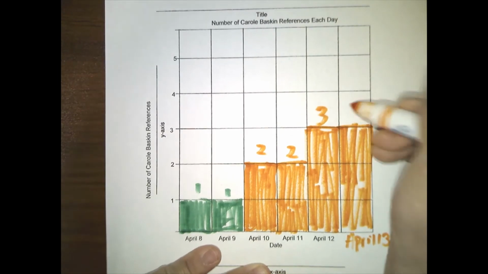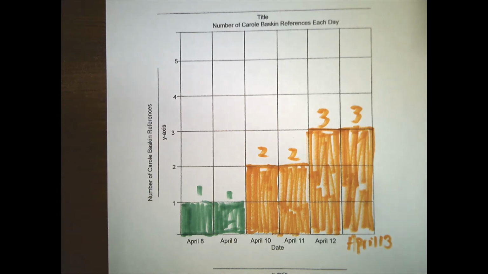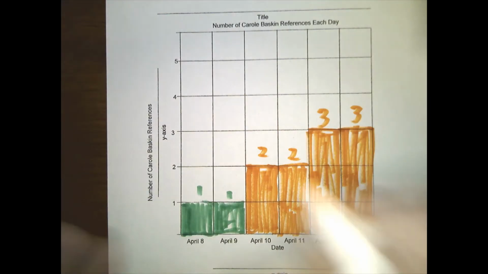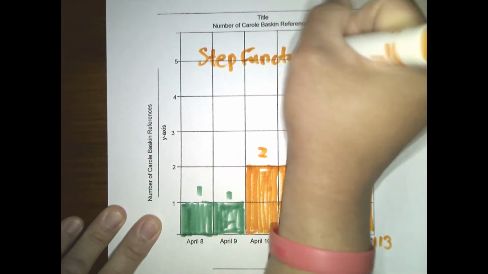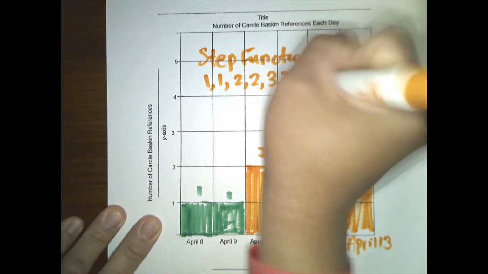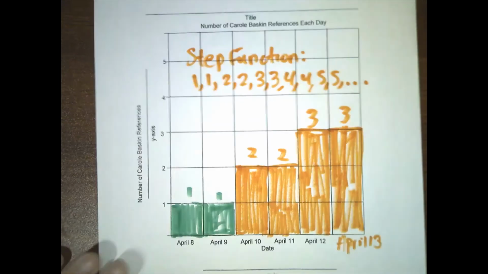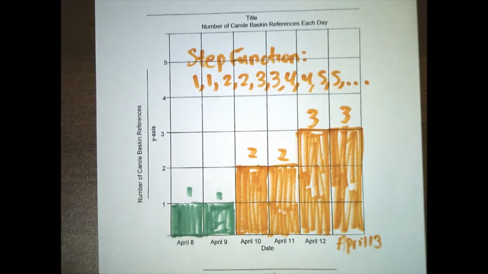So then you could use a sort of step function to actually model the number of Carole Baskin references that I might make on a certain day from April 8th on. So that would be 1, 1, 2, 2, 3, 3, 4, 4, 5, 5, and every 2 days this would go up by 1 Carole Baskin reference per day.